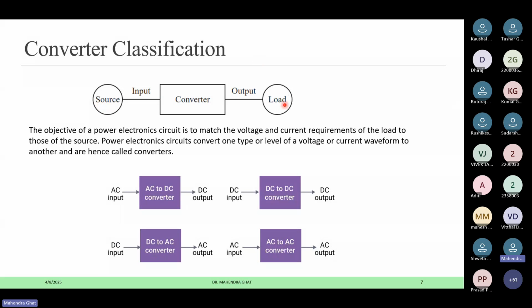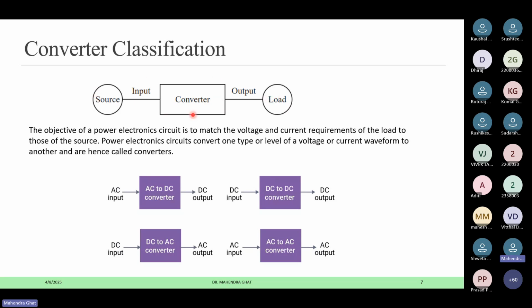Now coming to the load, again we have different types of load: AC loads as well as DC loads. An AC load, we can say, is a motor, an induction motor. But if we consider a computer, a refrigerator, and so on, all that equipment runs on DC. So we have DC loads. So we have sources AC or DC, and loads also AC or DC.